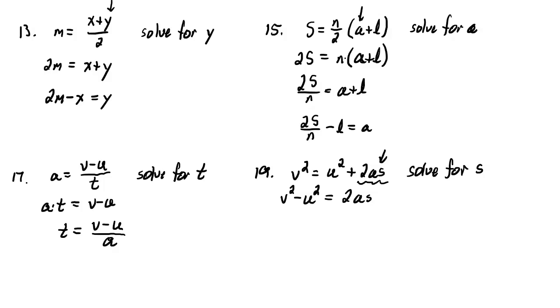Now we can get the letter s alone. How do you get rid of the 2a, which is written right in front of that s? You divide by it. So v squared minus u squared divided by 2a is equal to the s.